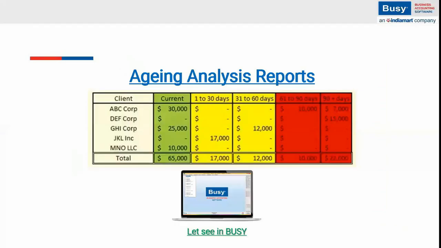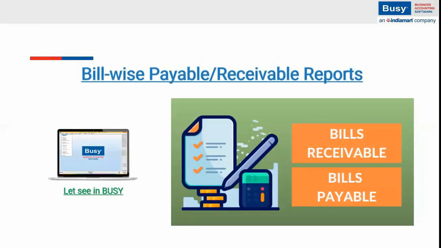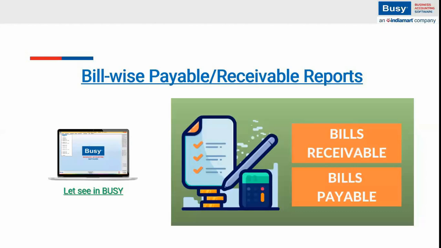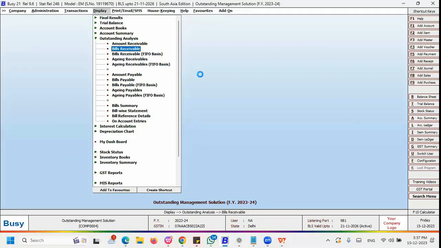Through this report, you can analyze the customer's spending amount on an age-wise basis. Next, we will discuss the bill-wise payable and receivable report. If any customer has some outstanding and has not paid it, then through this report you can understand which bill is pending. If any bill has reached its due date, it will be highlighted in red color. That is the bill receivable report available.